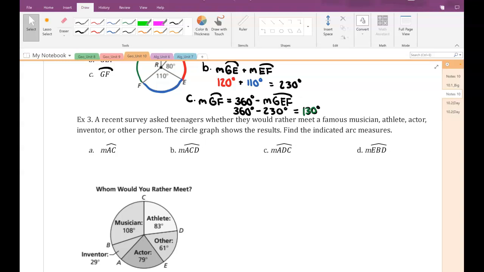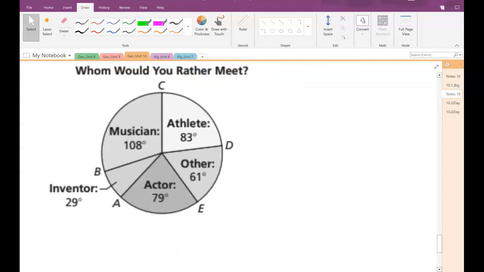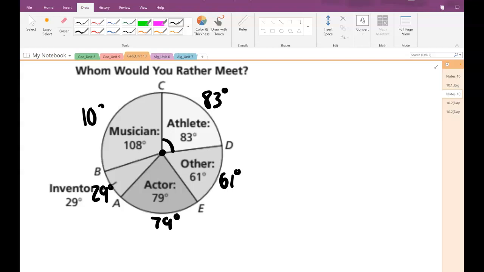The circle graph shows the results. Find the indicated arc measures. So this 83 degrees, this 61, this 79, these are all the measures of the central angles, assuming that this is the center of our circle. So we know that this arc is 83 degrees, this one's 61 degrees, this is 79 degrees, that's 29, and that's 108. So we can now go through and solve for whatever we're given.